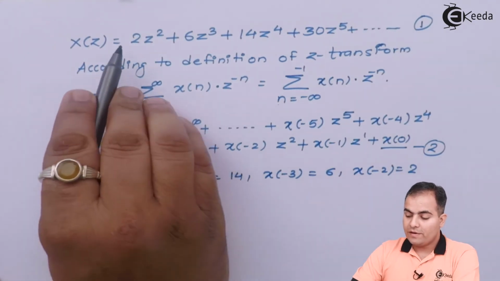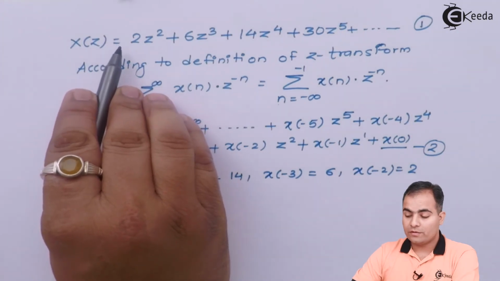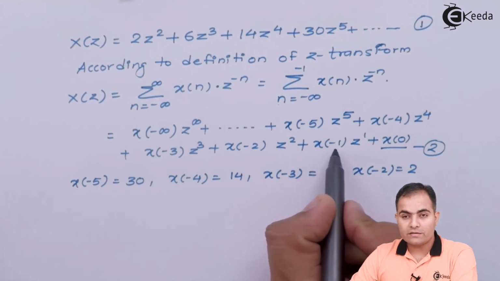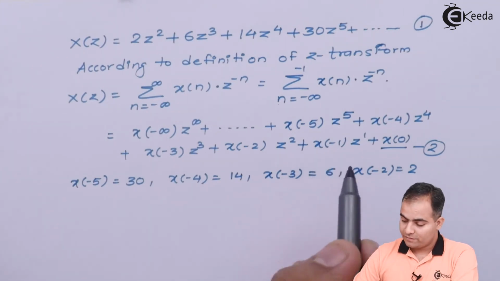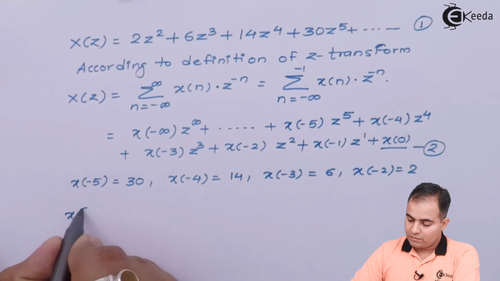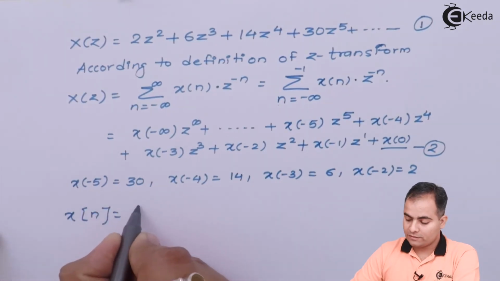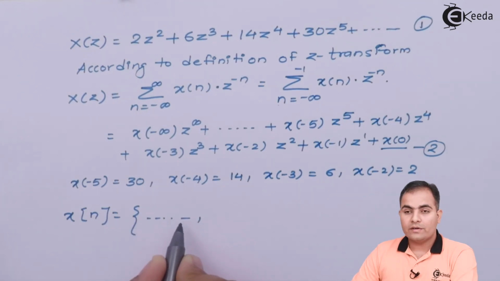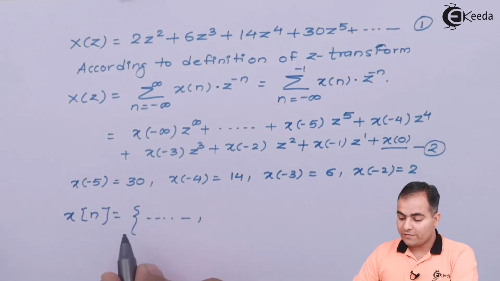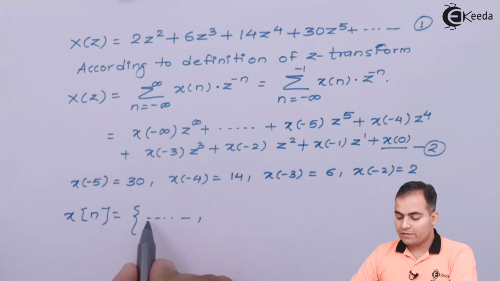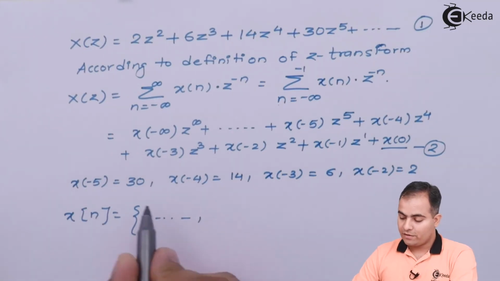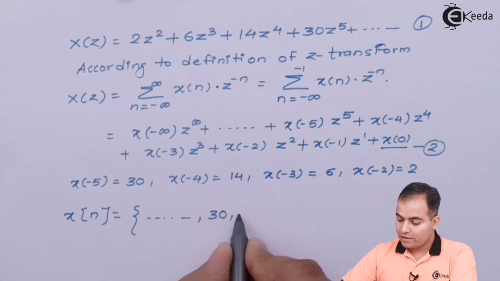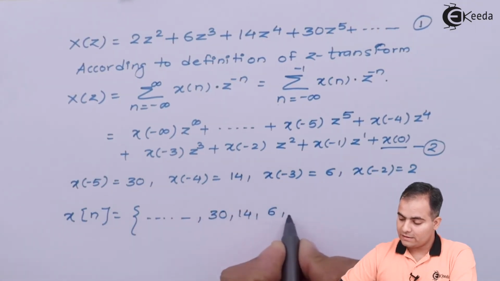But we have an order up to z to the power 2. We don't have any value for z to the power 1, which means my x of minus 1 sample is absent. So my x of n becomes, we have not calculated this value till minus infinity. We have calculated up to minus 5. That's why I'm going to start from minus 5. So at minus 5 we have got the value which is 30, then 14, then 6, then 2.